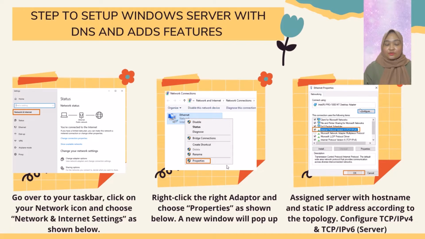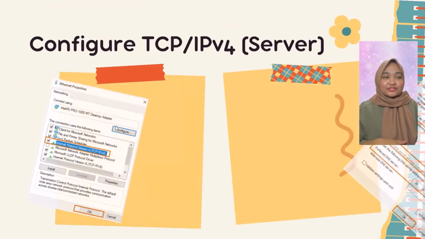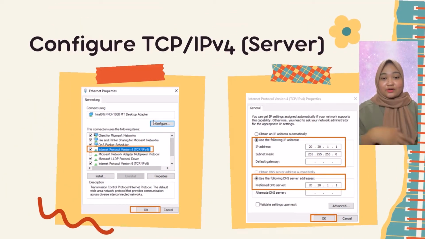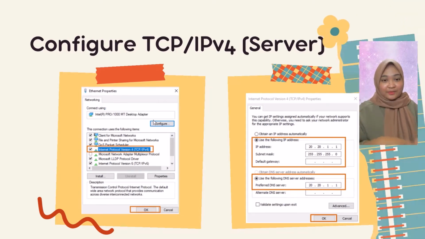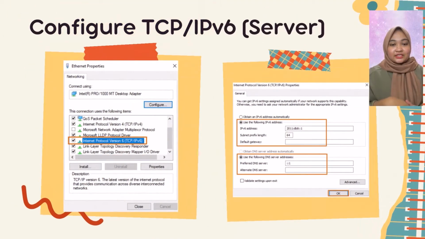Assign the server with a host name and static IP address according to the topology. Configure TCP/IPv4 and TCP/IPv6 on the server. So this is the step to configure TCP/IPv4 in the server. Follow the red box, then give the IP address. And this is the step for TCP/IPv6. The step is the same as IPv4.